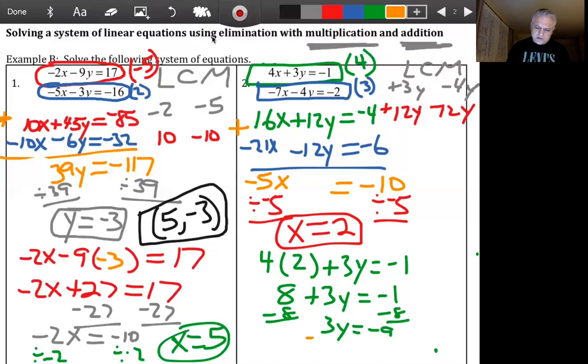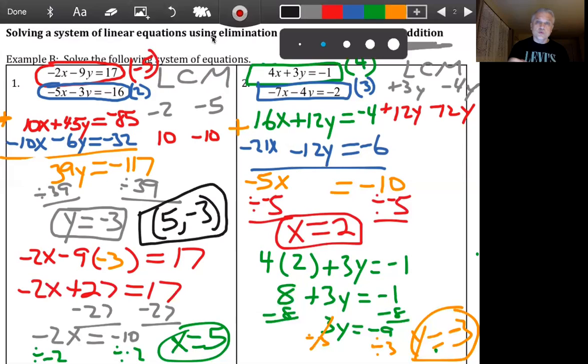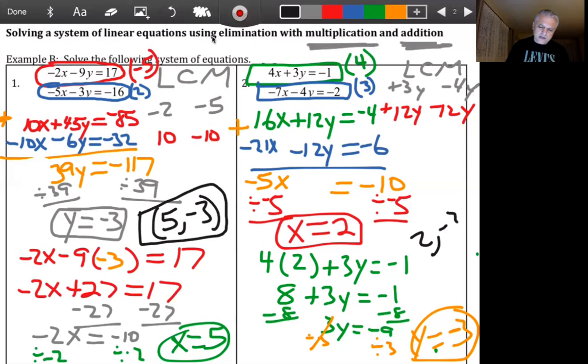Let's go right ahead and divide by 3. Divide by 3. Okay, and we get y equals negative 3. So that tells me that if I were to graph these two equations on a graphing calculator, the intersection or the solution would be the point 2, comma, negative 3.